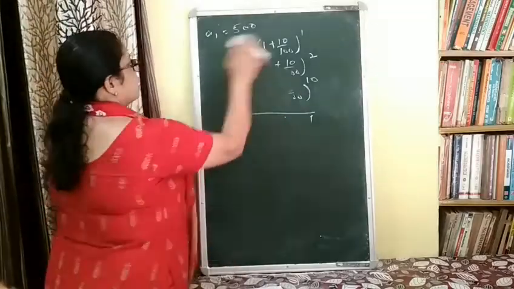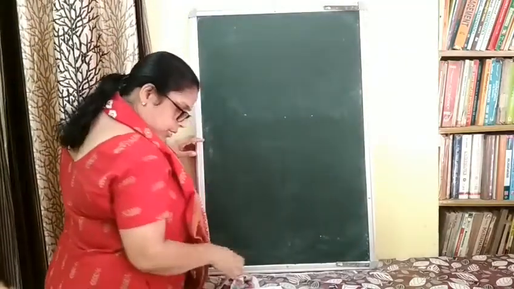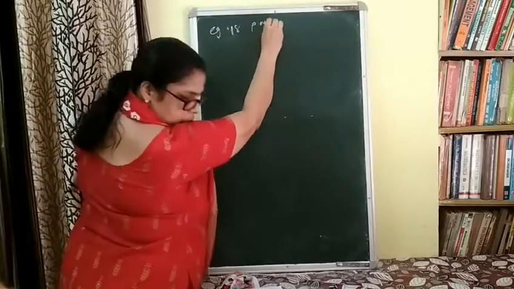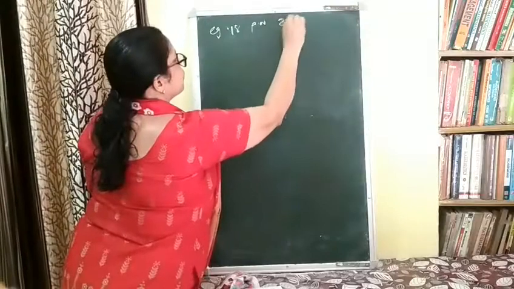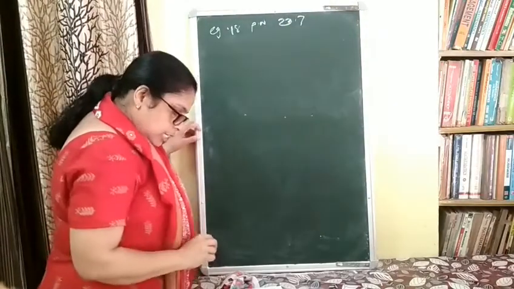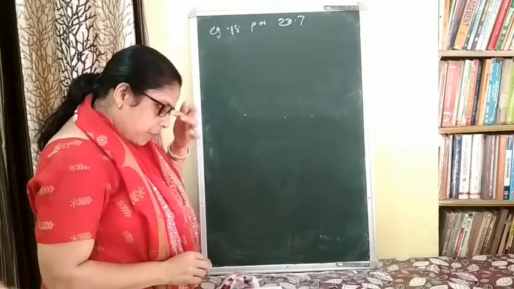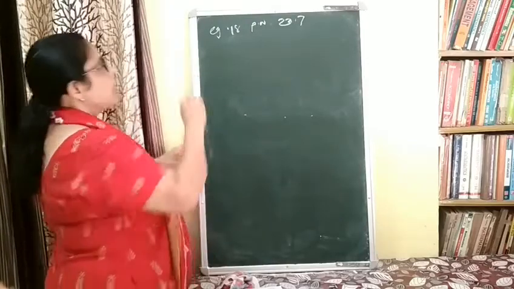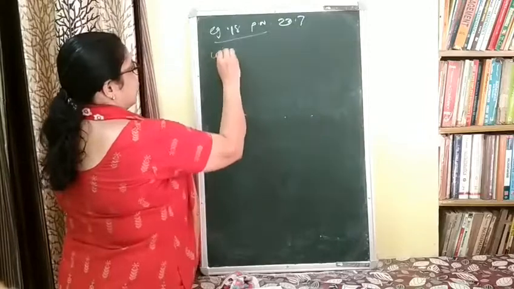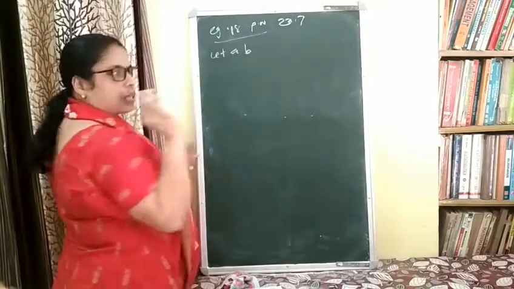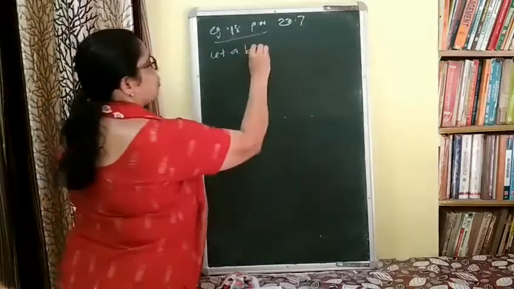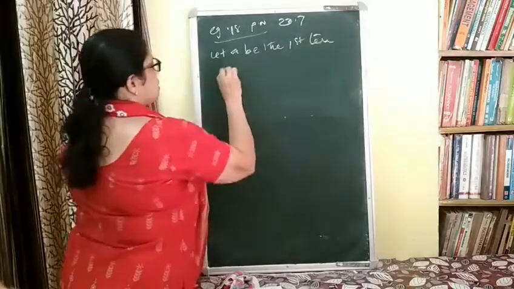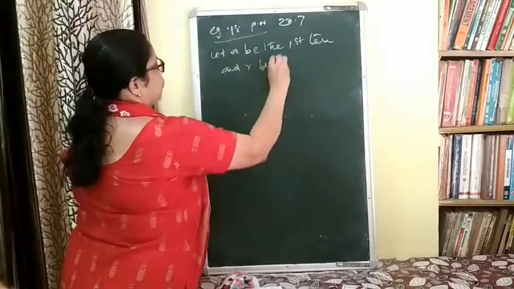Now I am doing a level 2 question, a little bit difficult. Example 18 of page number 20.7. I am reading the question. In a GP of positive terms, if any term is equal to the sum of the next two terms, find the common ratio. You are given a GP of positive terms. If you are not given the first term and common ratio, you have to assume: let A be the first term and R be the common ratio.